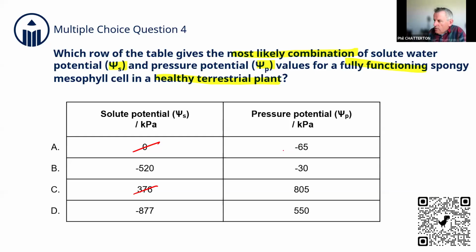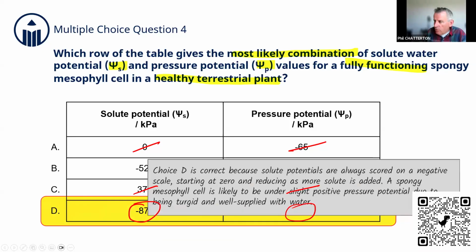Now, pressure potential-wise, we've eliminated these two. We've either got a negative or a positive value. Well, I'm liking the positive value more because it's a fully functional, healthy terrestrial plant. The cell contents, the cytoplasm and vacuole, are going to be pushing up against the cell wall. That's going to be putting a pressure on the inside of the cell wall. So if you could measure the pressure inside that cell, it would have a positive value. So our only combination of negative and positive is, by definition, answer D.